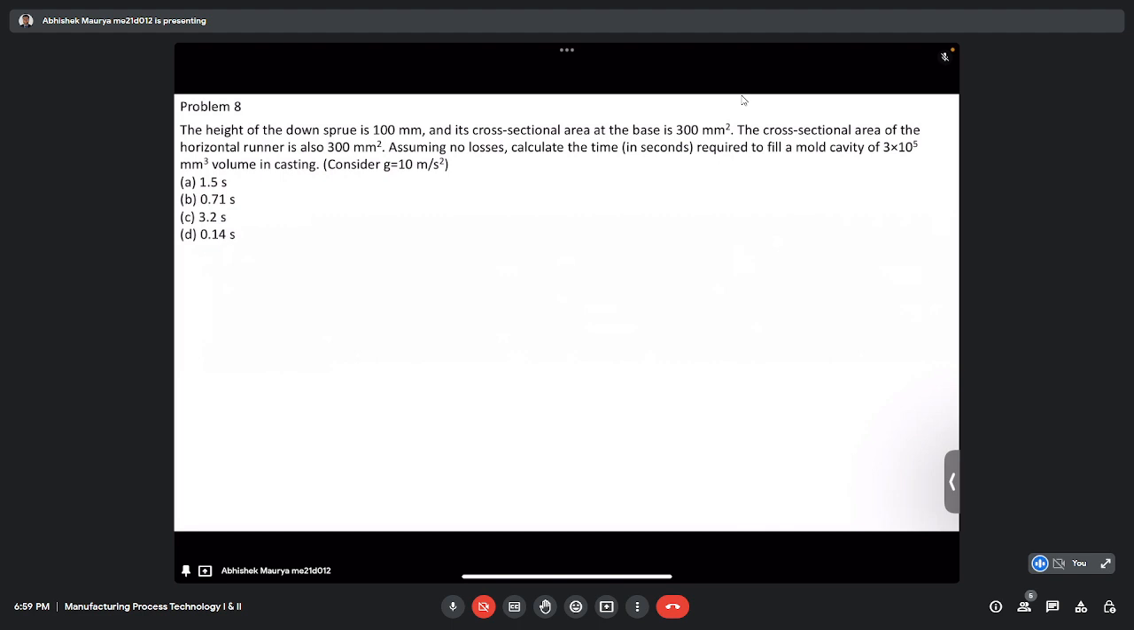If you have any doubt, you can ask me regarding the question. For simplicity, you can consider it as a top gating system. That will simplify your problem. So considering that, please solve it by yourself first, then we will together solve it.